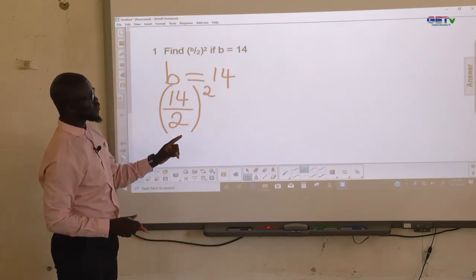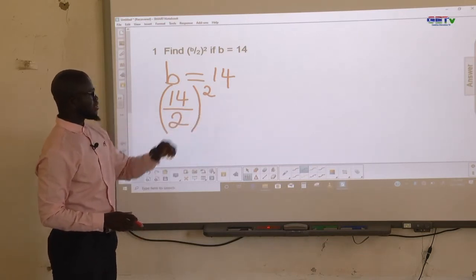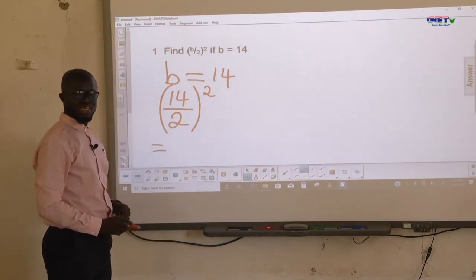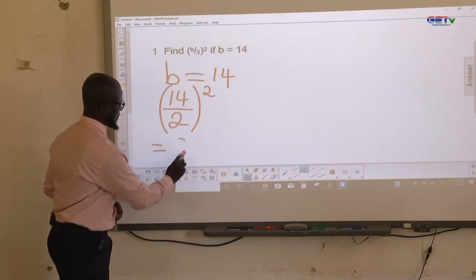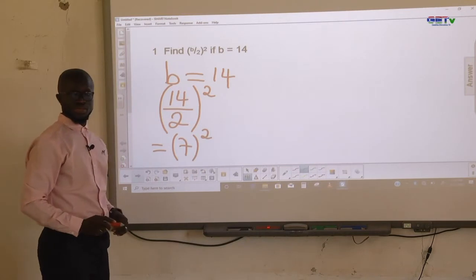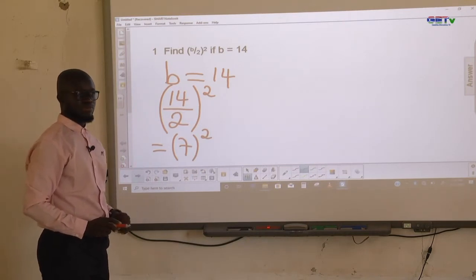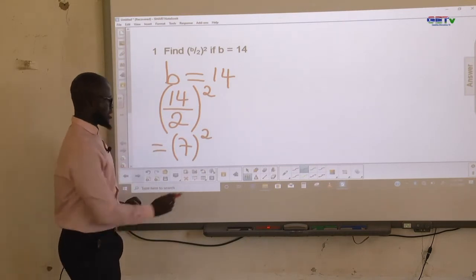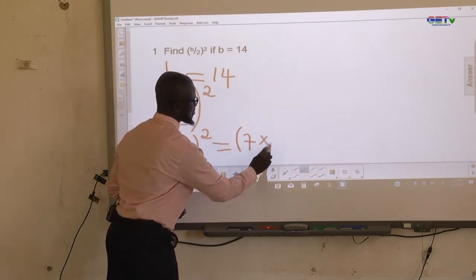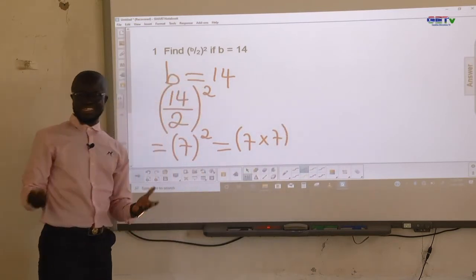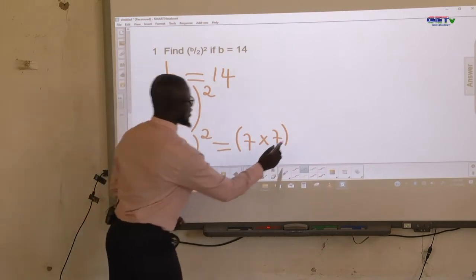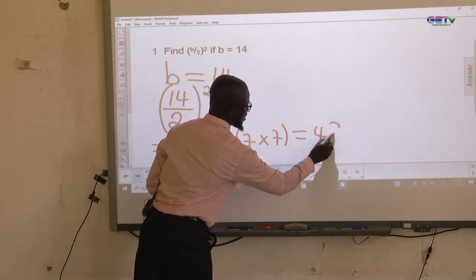So dividing 14 by 2 will give us how much? 14 divided by 2 is 7. We maintain the square because that's the rule. 7 squared is the same as 7 times 7. And what is 7 times 7? We are multiplying, remember. The answer is 49.